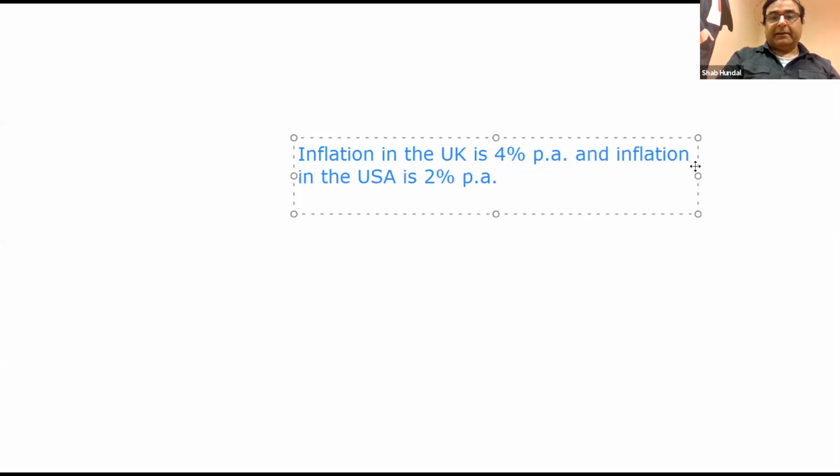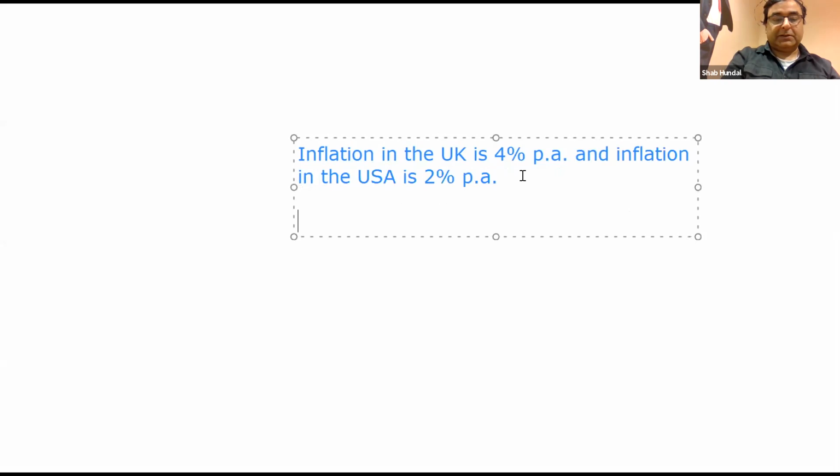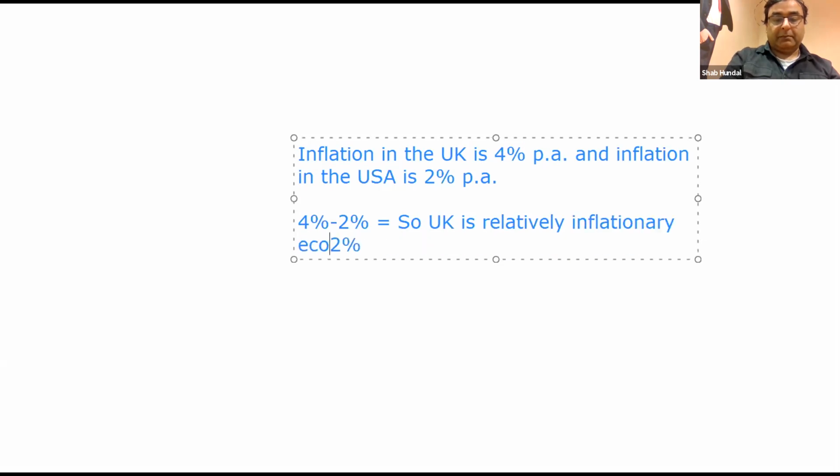It means America has low inflation and the UK has more inflation. So it's almost 4% minus 2% is equal to 2%. So the UK is a relatively inflationary economy by 2% in comparison to the US.